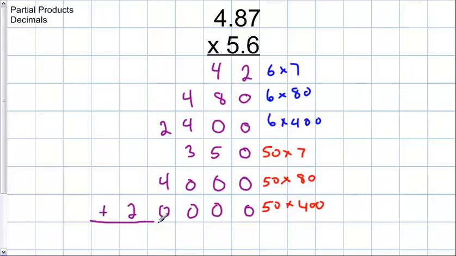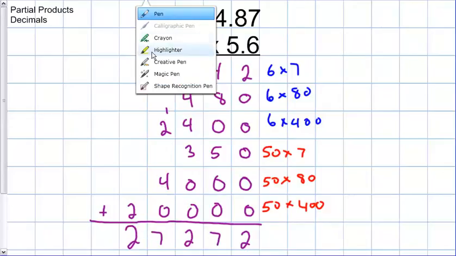Now I just add them all up. 2. 12 plus 5 is 17. Carry the 1. It's 5, 9, 10, 11, 12. Carry the 1. It's 3, 7, 2. Oop. Hold off on the decimal point. It's 2. So I'm going to go back.